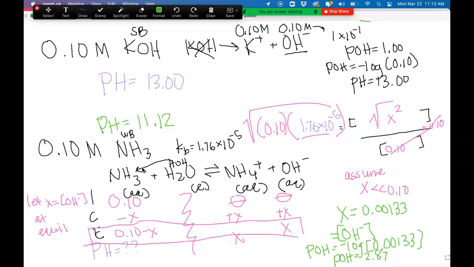So what's interesting is you have both bases, both of these are bases. They are the same exact concentration, yet they're giving us different pHs because they dissociate differently. The stronger base gives us a more basic pH than our weak base. Our weak base is still basic, it's just not as strong of a basic pH as our strong base because it does not ionize as readily.